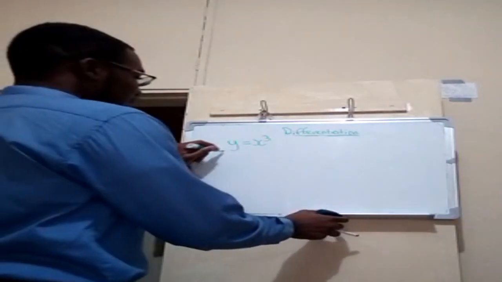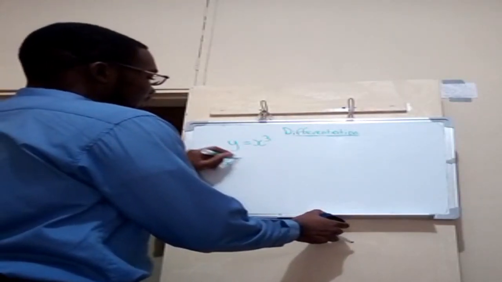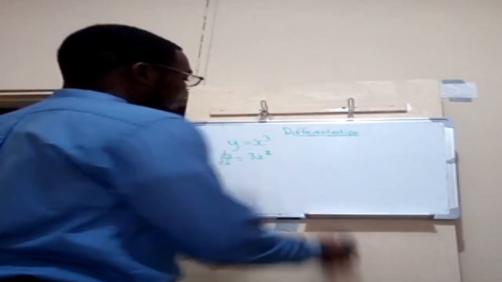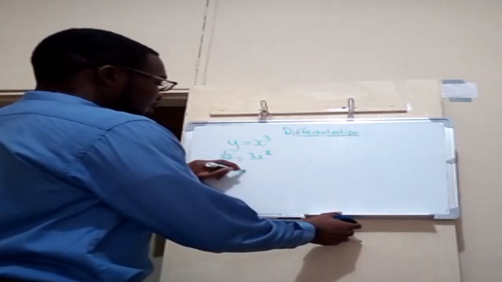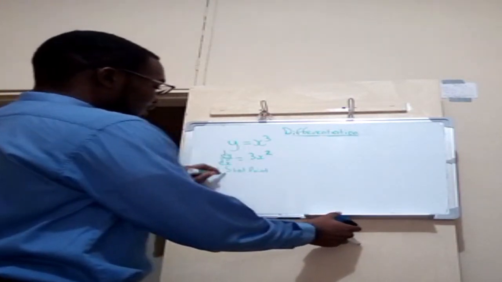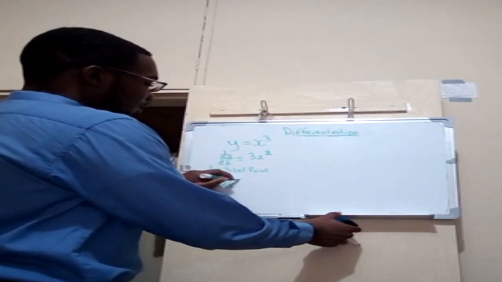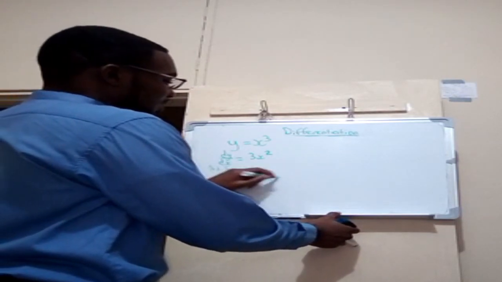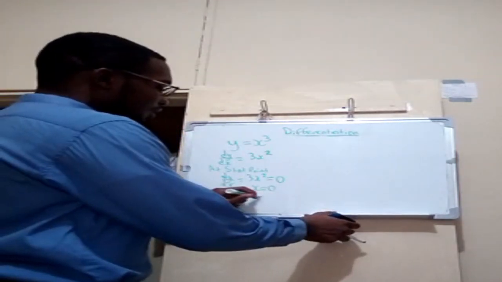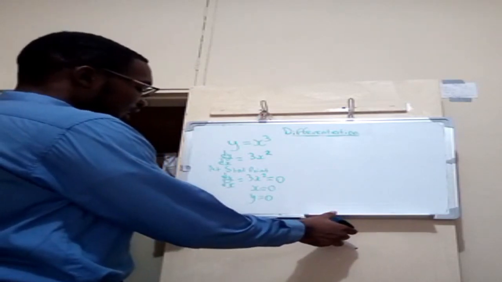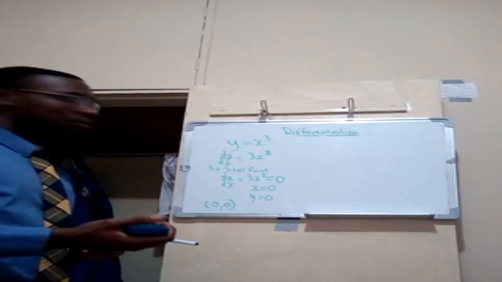So for example, let's say y equal x cubed. If y is equal to x cubed, then dy by dx is equal to 3x squared. And at the stationary point, we solve dy by dx equals 0. So we solve 3x squared equals 0, and so we get x equals 0. Now when x equals 0, y is also going to be 0. And so 0, 0 is our stationary point.